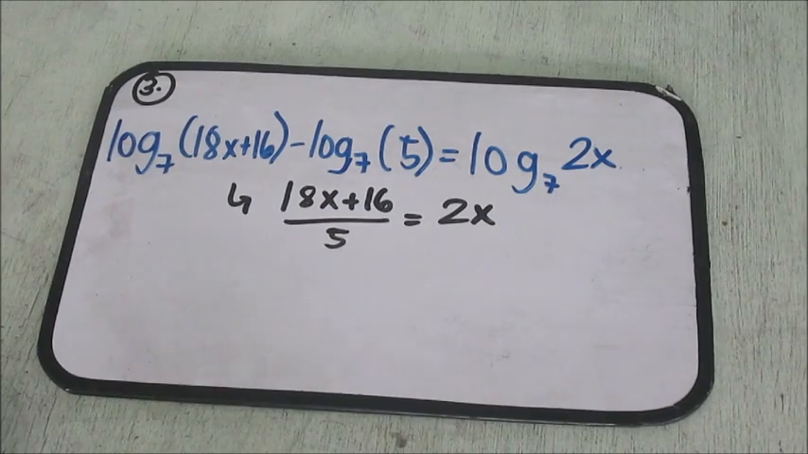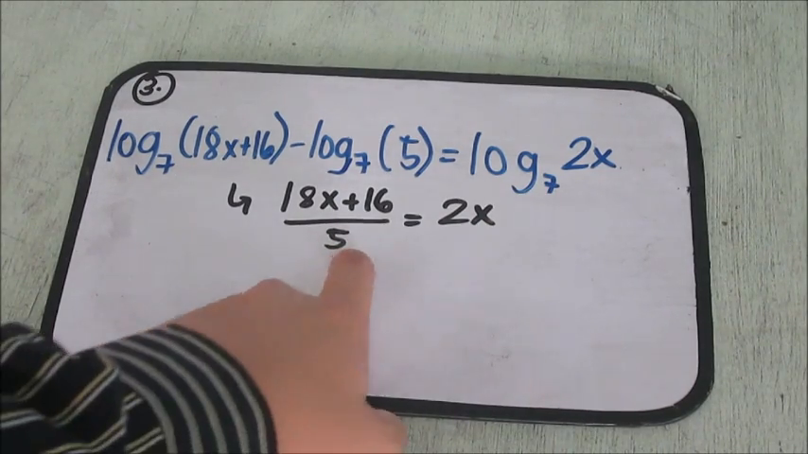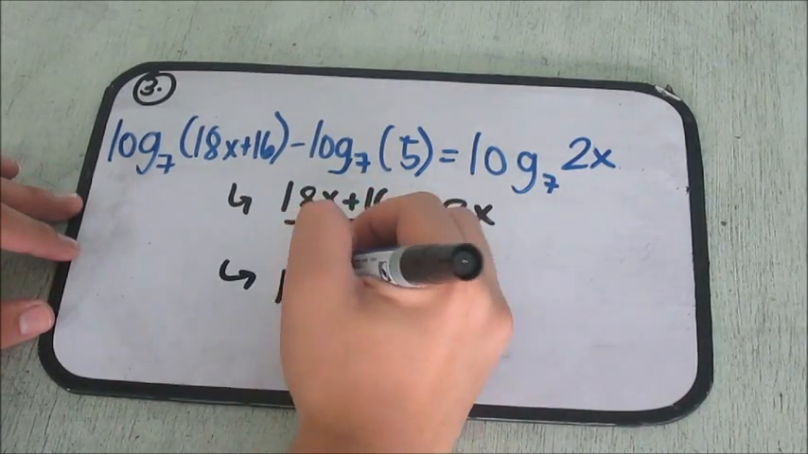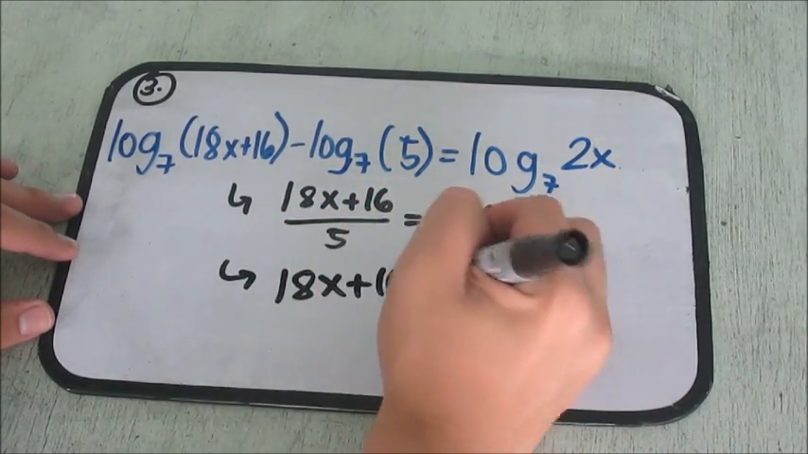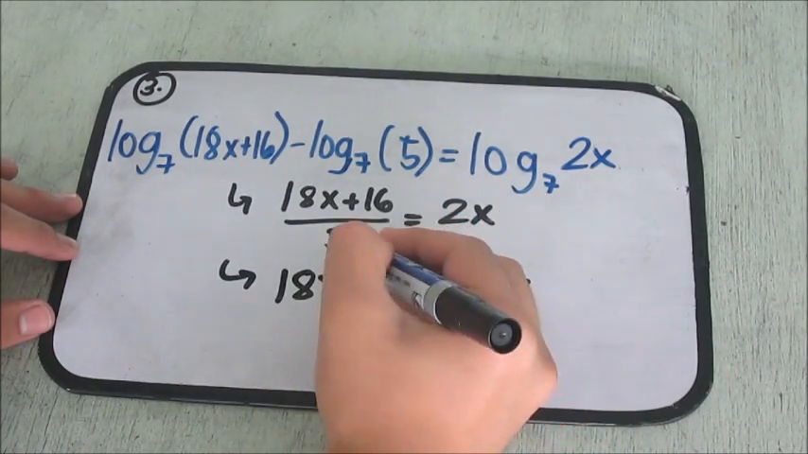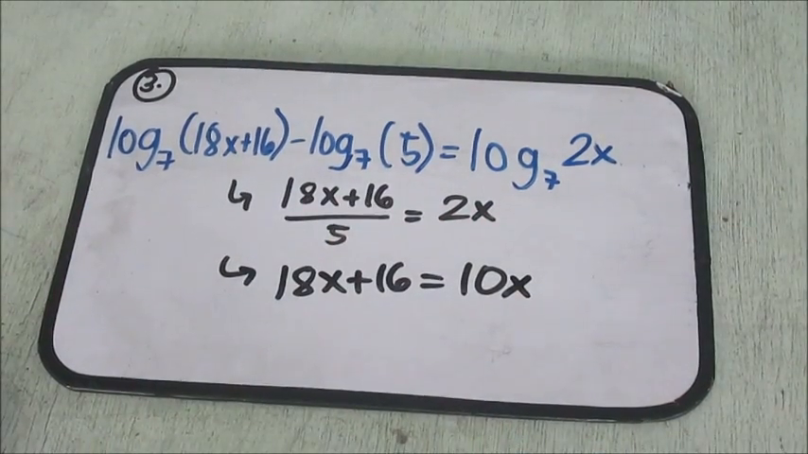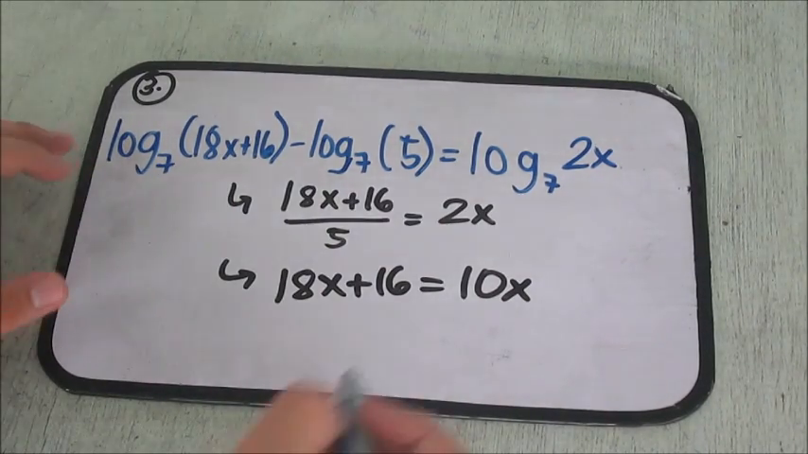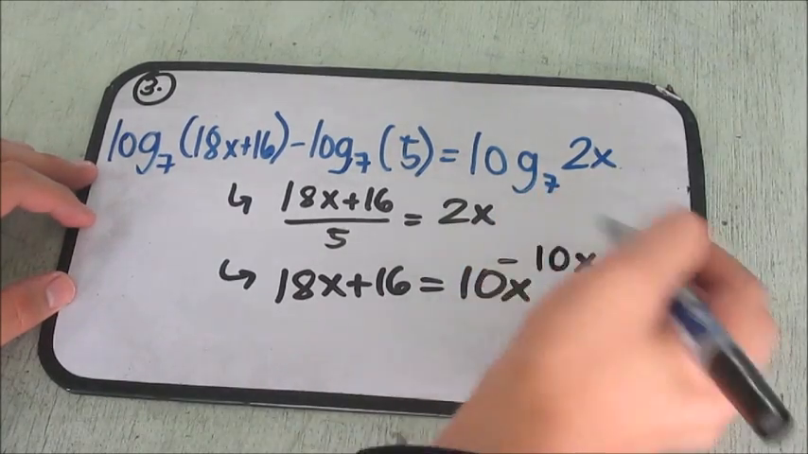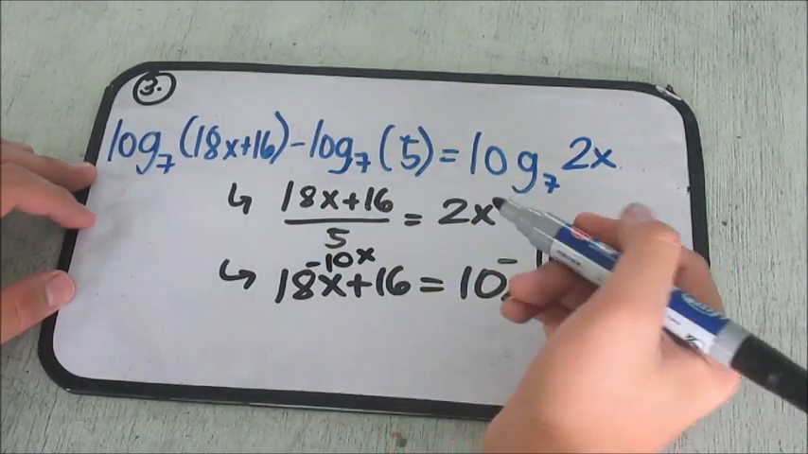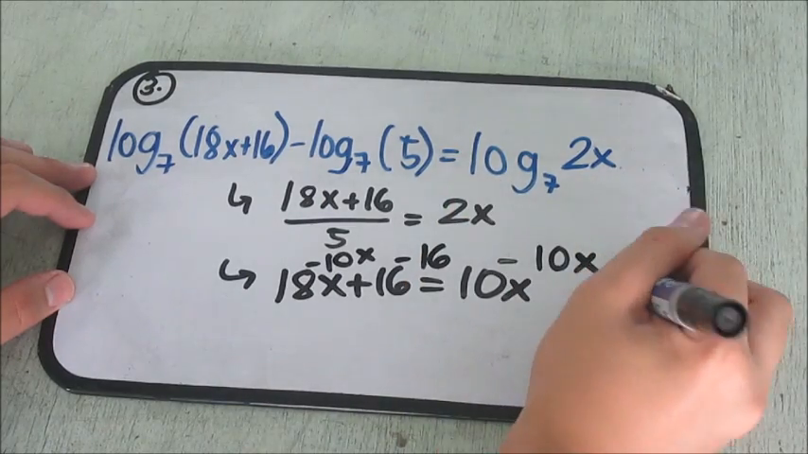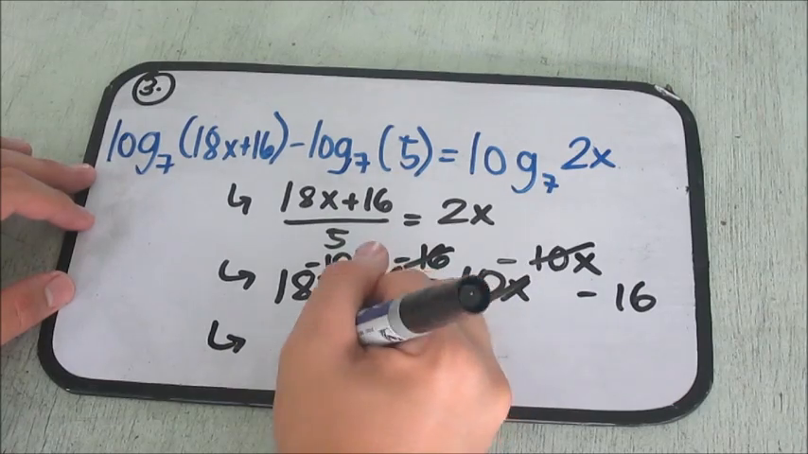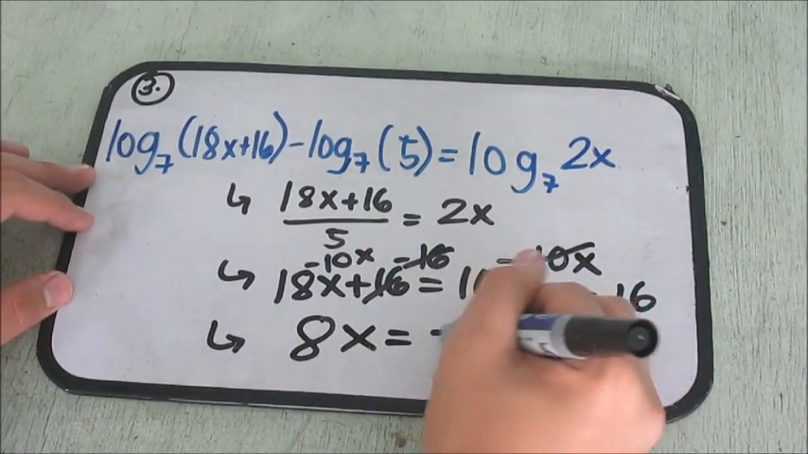After that, we will cross multiply. We will multiply 5 to 2x to eliminate the denominator. So it will become 18x plus 16 equals 10x. Next, we will transpose to find the value of x. We will subtract 10x from both sides and also subtract 16 from both sides. And we will have 8x equals negative 16.